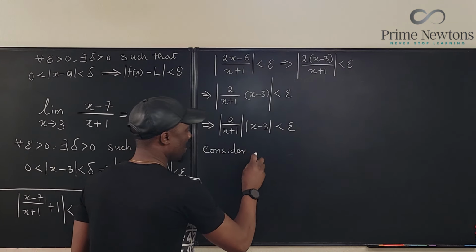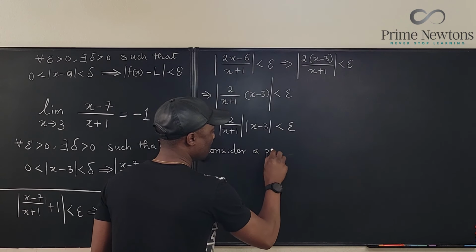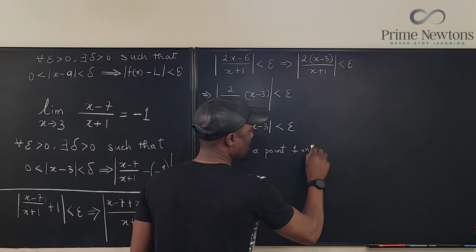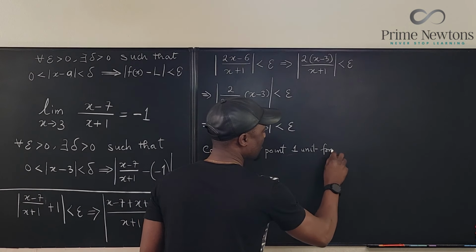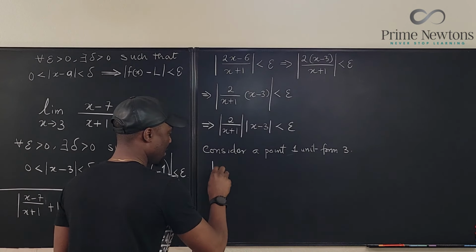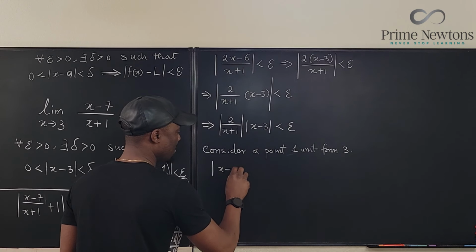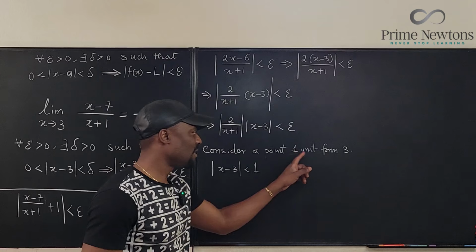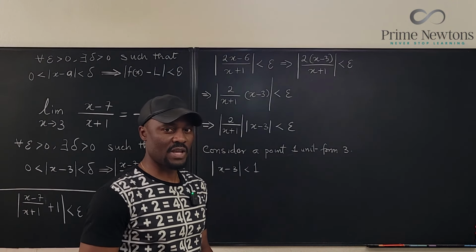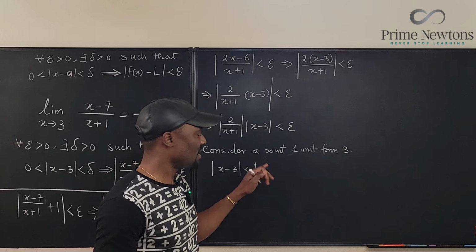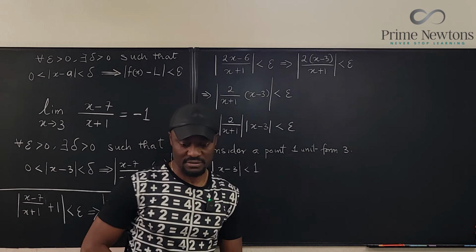Consider a point 1 unit from 3, okay? We're saying x minus 3 is within 1 unit. A point within 1 unit from 3, okay? A distance within 1 unit. Maybe I should rewrite it. Consider a distance within a unit from 3. Okay, let's put it that way.